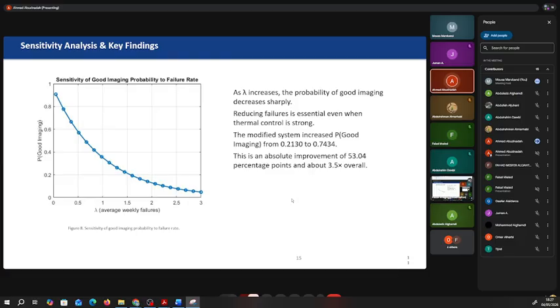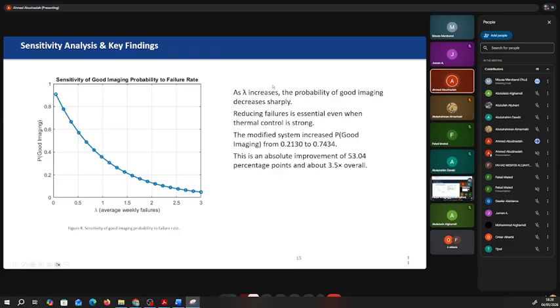And sensitivity of good imaging probability to failure rate. Also here, as lambda increases, as a summary, the probability of good imaging decreases sharply. You can see here when the average failure rate increases.